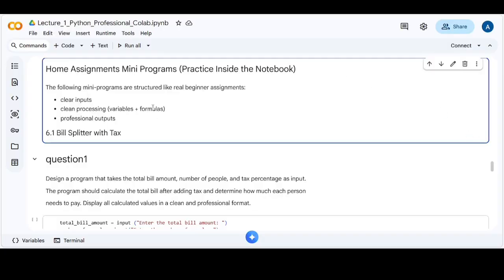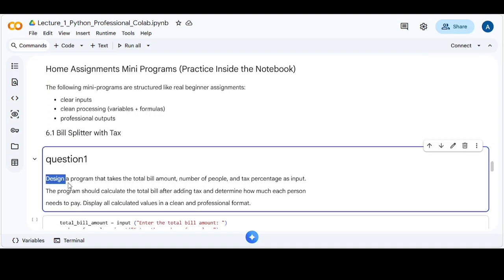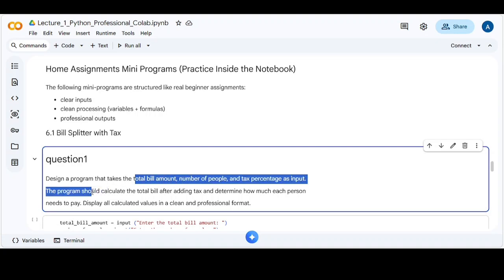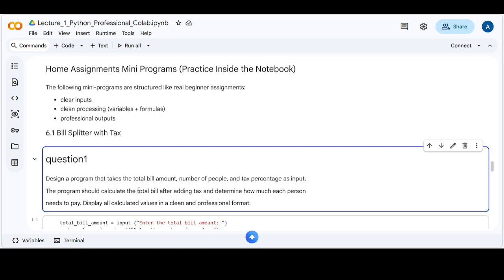So for lecture one, we have a few programming practice questions. Here we have a question in which we want to design a program that calculates the bill. It takes bill amount, number of people, and tax percentage as input, and it should calculate the total bill after tax, and also tell us what each person has to pay.